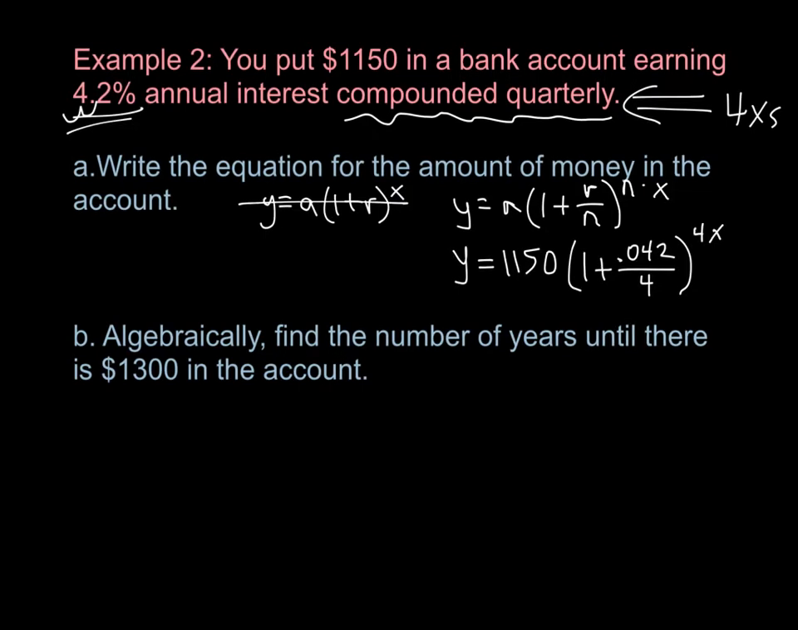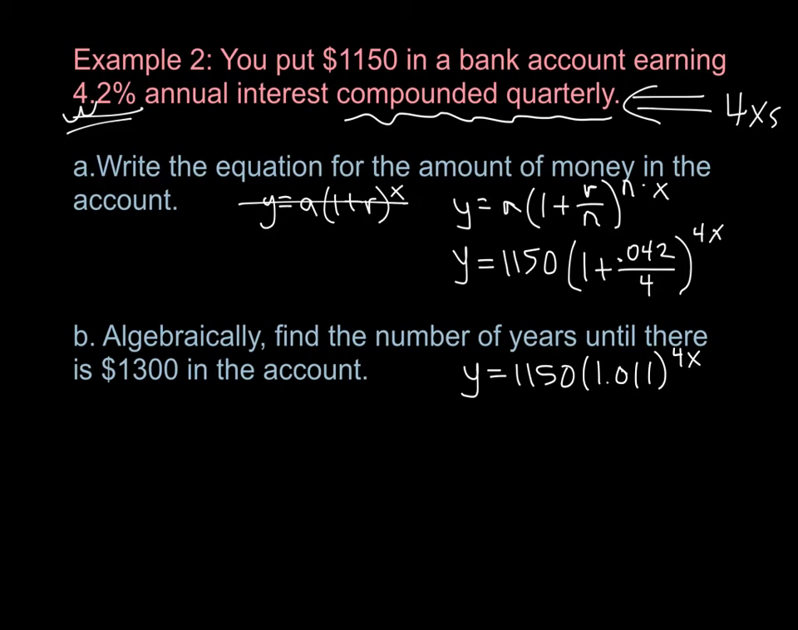Now what I would recommend for this one is that you simplify the 1 plus 0.042 over 4, so that when we write that down here and then put a number in to solve, we can have a simpler situation. So I'm going to rewrite that right down here. So y equals 1,150. And on your calculator, you can add 1 plus 0.042 divided by 4, which is 1.011 when rounded to 3 decimal places accurately, and then raised to the 4x.